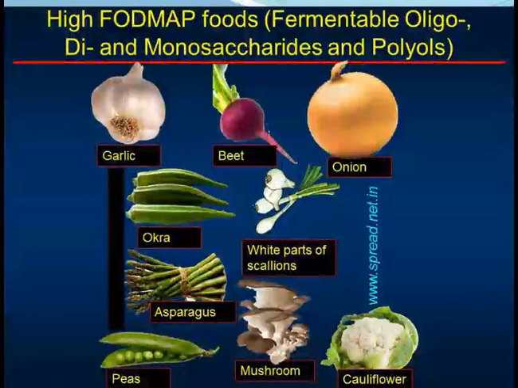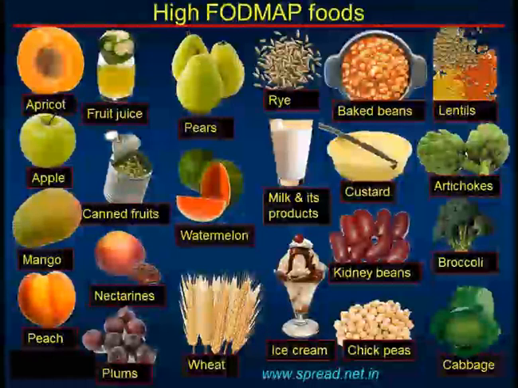And just as an example, the high FODMAP foods are common things which we take: the garlic, the onion, cauliflower, peas, etc. Again, some examples of high FODMAP diet which can produce a lot of gas and bloating: baked beans and all sorts of lentils, broccoli, cabbage, wheat, and so on and so forth. So this is just an example of the food which can cause more of gas production and bloating.